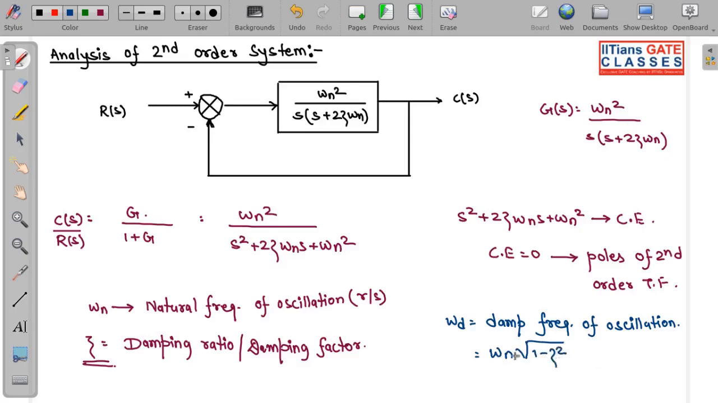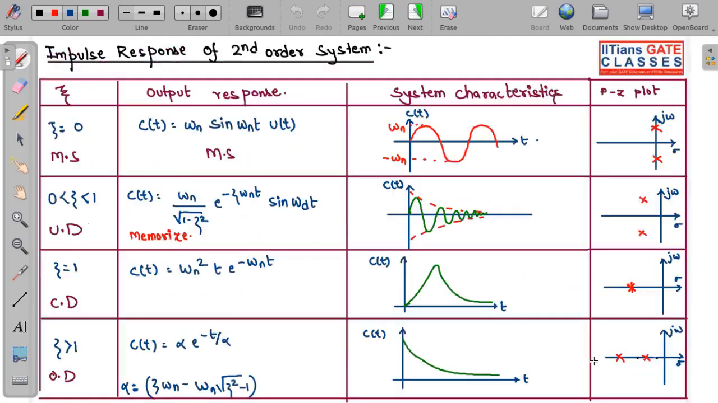So if zeta equal to 0, omega d will be equal to omega n, that is damped frequency of oscillation will be equal to natural frequency of oscillation. If zeta equal to 1, then omega d equal to 0, that means there will be no frequency of oscillation. You can see from this graph that this has angular frequency omega n. Over here this sine term has your frequency omega d. Now omega d, I told you, is omega n into under root of 1 minus zeta square.